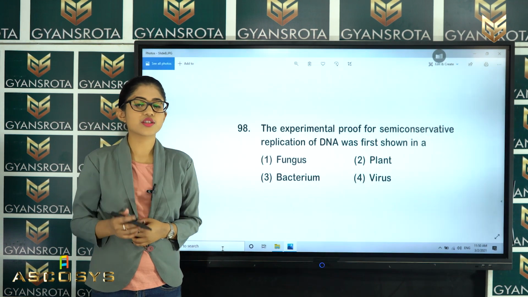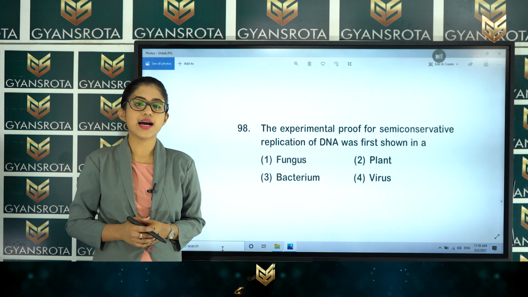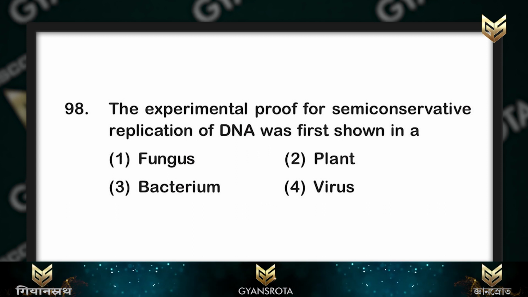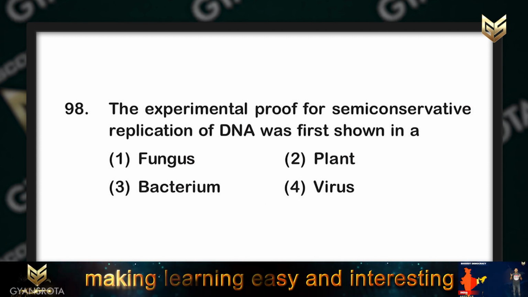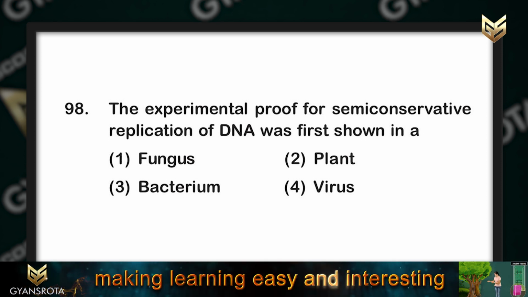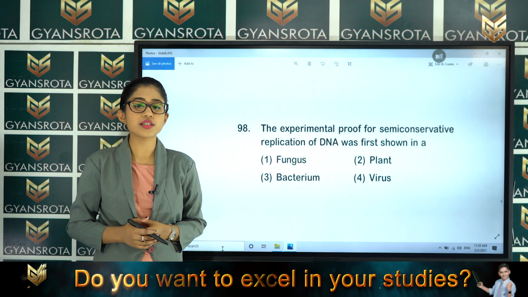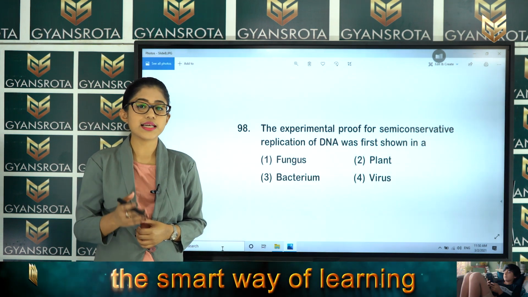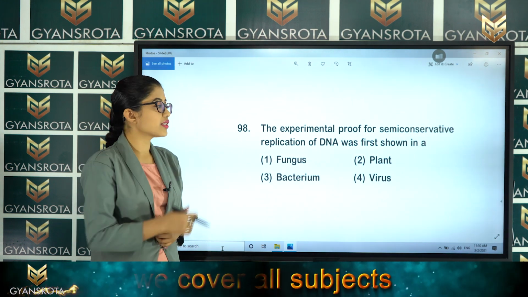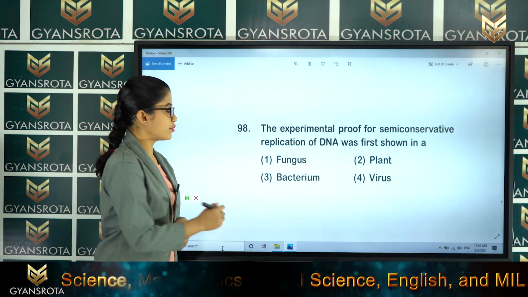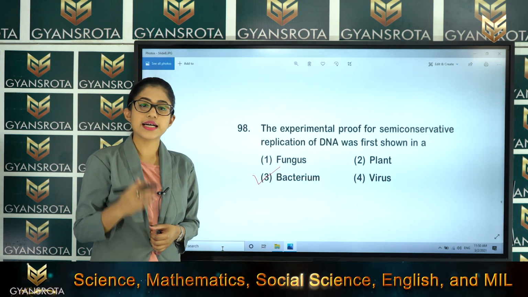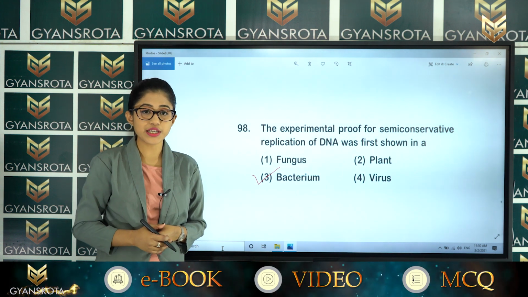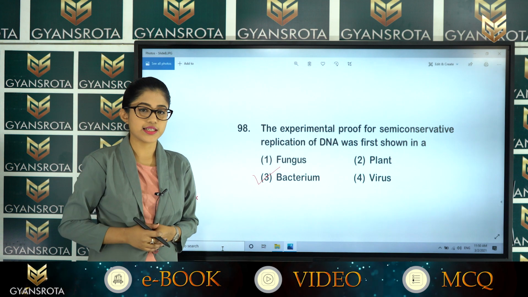In the next question, that is question number 98, it says that the experimental proof for semi-conservative replication of the DNA was first shown in a fungus, plant, bacterium or virus. So this is a very easy question, and we have already discussed it in the chapter Molecular Basis of Inheritance while discussing the DNA replication process. So which among them is the correct option? That is option number 3, bacterium is the correct answer. So the experimental proof for semi-conservative replication was first shown in the bacterium.